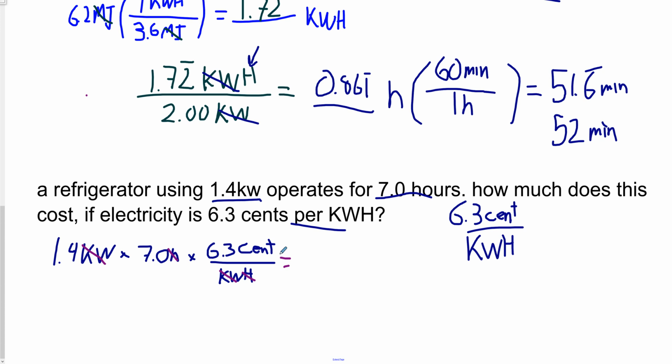61.74 cents. So since we are only doing 2 sig digs, that means I'm going to round it to the nearest 2 sig digs. So we'll say that running this particular fridge for 7 hours is going to cost me 62 cents. So again, all you do is multiply the kilowatt hours by the cost per kilowatt hour. Your kilowatt hour cancels out, and your cents is going to be the only thing that remains.